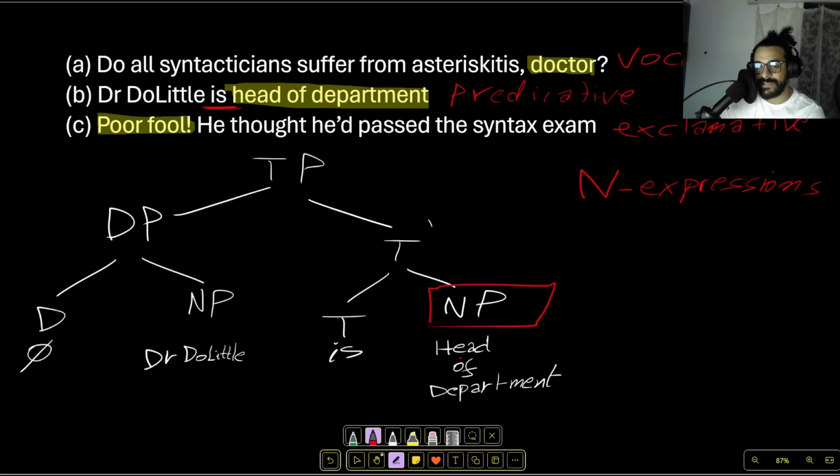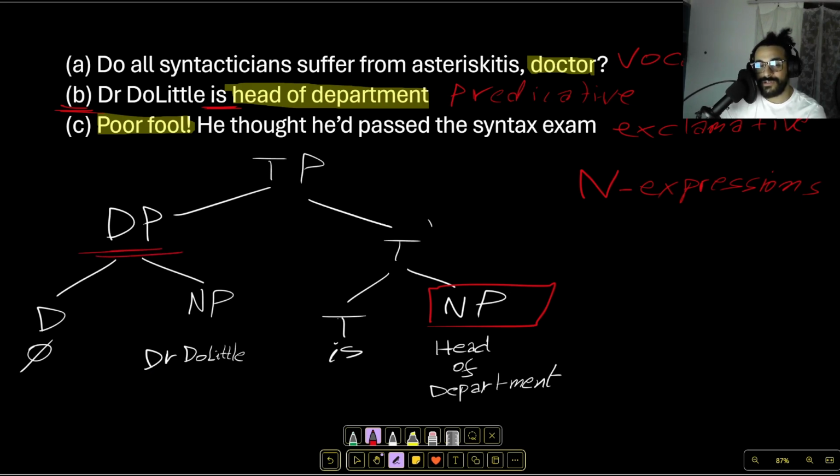Like looking at this sentence, head of department in sentence B is an NP. It's not a DP because it's not in an argument position. So we use the NP maximum structure instead of the DP. And then let's continue with the sentence. We go to the T. Here the copular verb be will occupy the T head. And then if we go to the specifier, which is also the subject of the TP, we'll see that Dr. Doolittle is actually a DP.